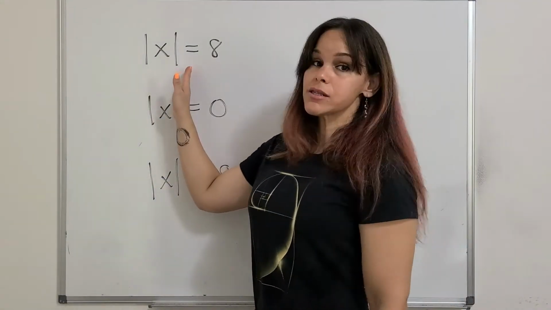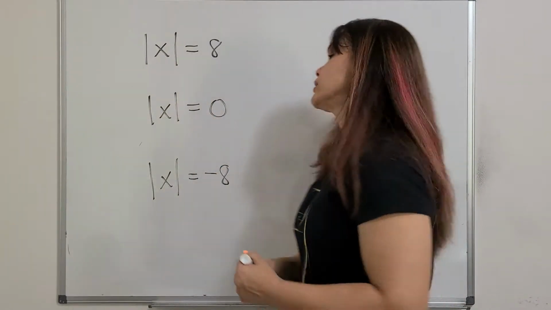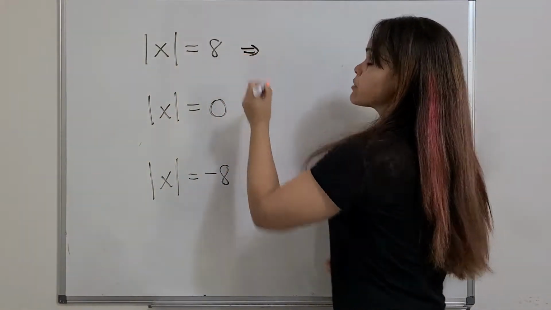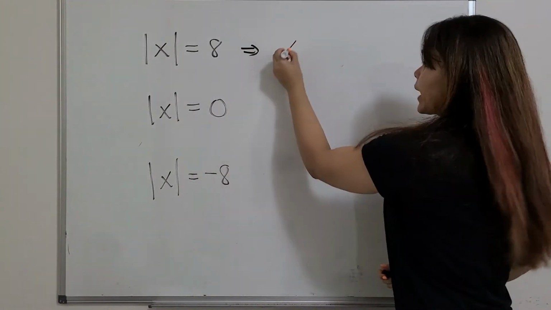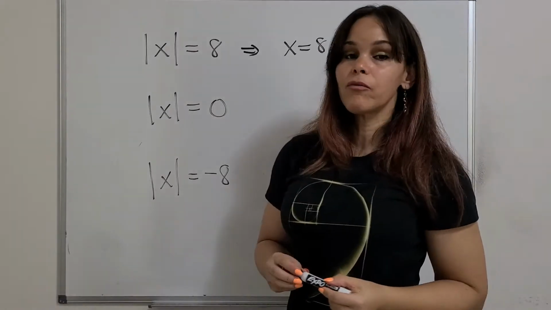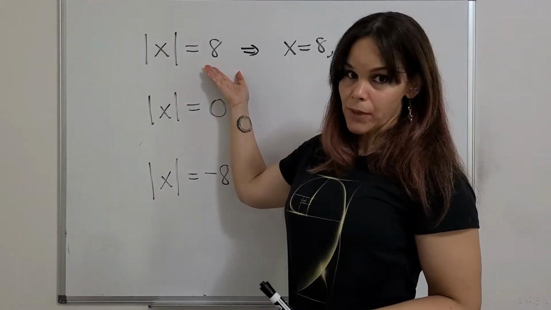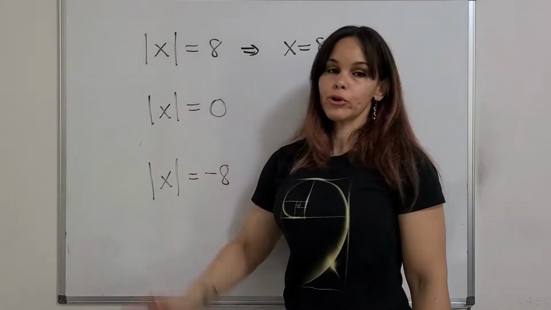So what does this mean? This means that for this type of equation, we're going to have two solutions. That means that the number inside the absolute value has to be either 8 or -8. So this is what we're going to have when the absolute value is given as a positive value.